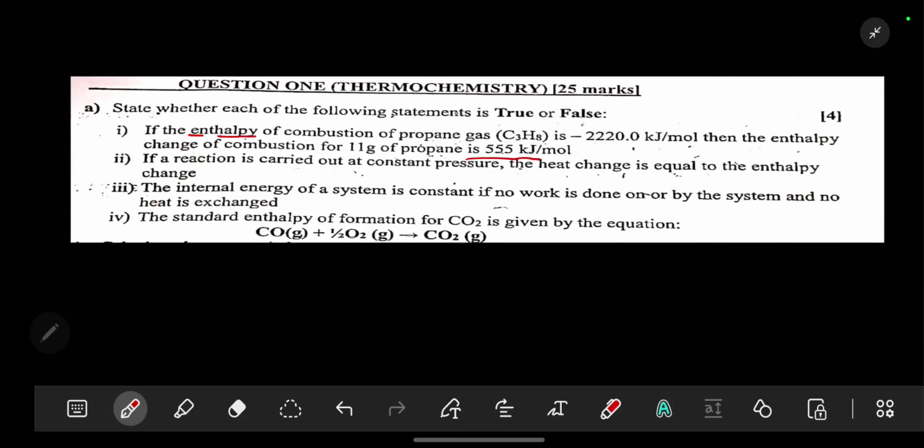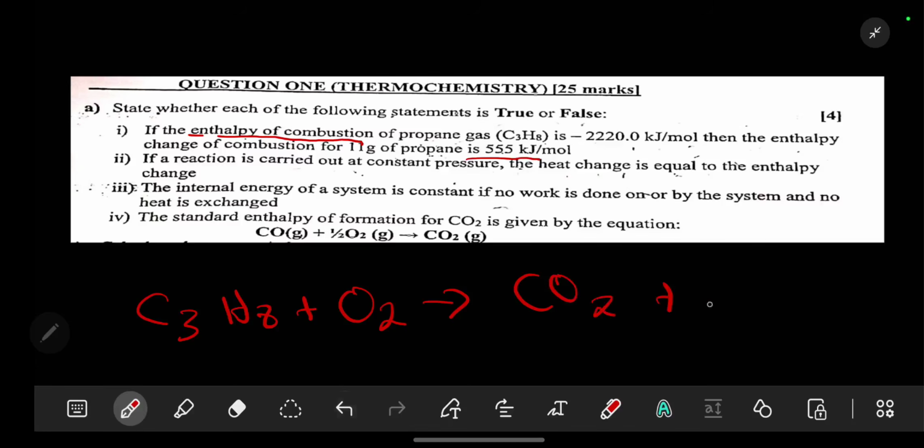So the enthalpy of combustion, meaning you are burning it in oxygen. So we say C3H8 plus O2. Hydrocarbons, when you burn them, produce carbon dioxide and water only. So we have CO2 plus H2O. Make sure that the equation is balanced. Now how you balance this equation is that you do not affect the hydrocarbon. Just make your changes there.